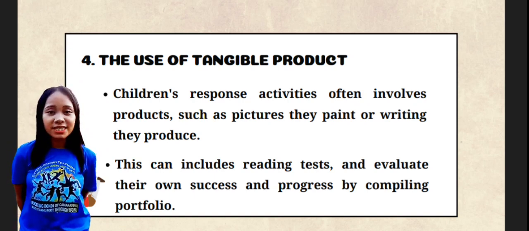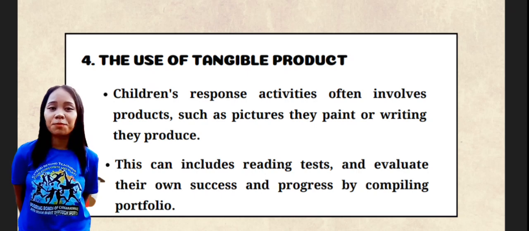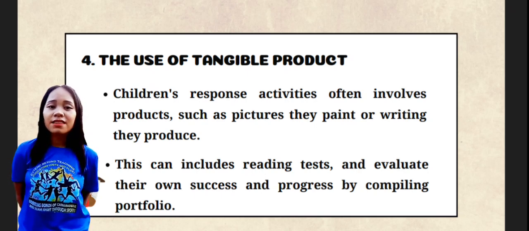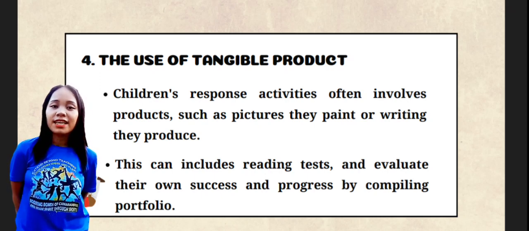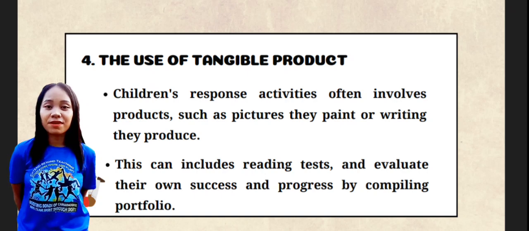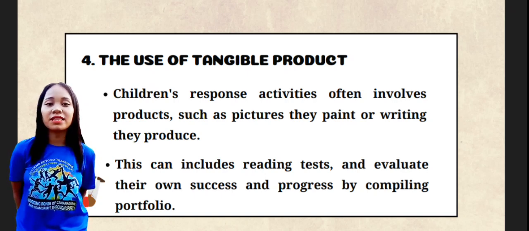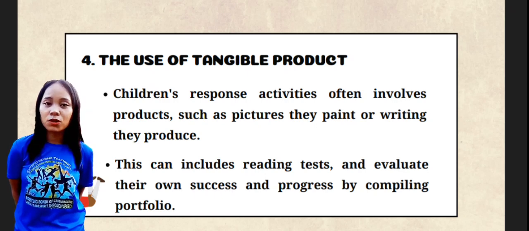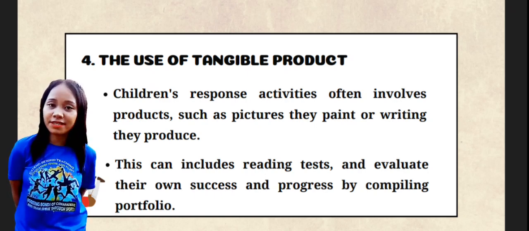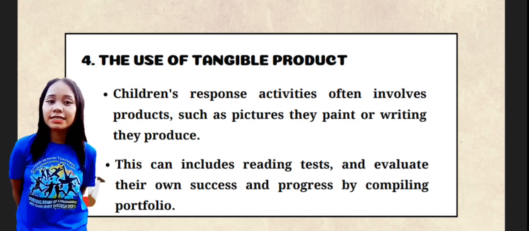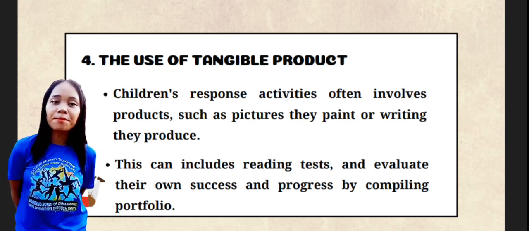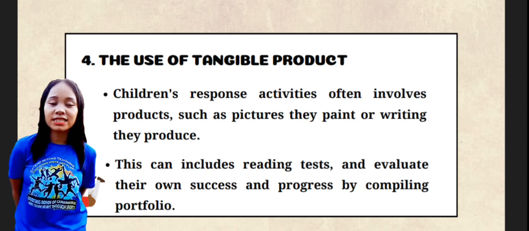In literature-based instruction, the use of tangible products involves children engaging in response activities that result in tangible outcomes such as painting or written work. This can include activities like reading tests and students evaluating their own success and progress by creating portfolios that showcase their work over time. These tangible products serve as evidence of students' learning, understanding, and progress in literature-based instruction.